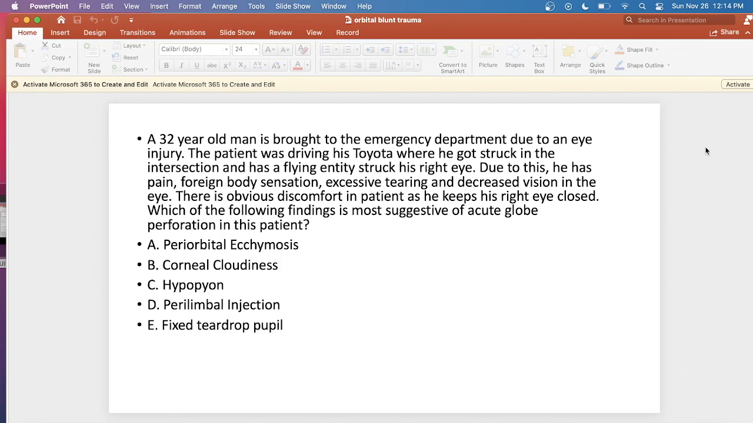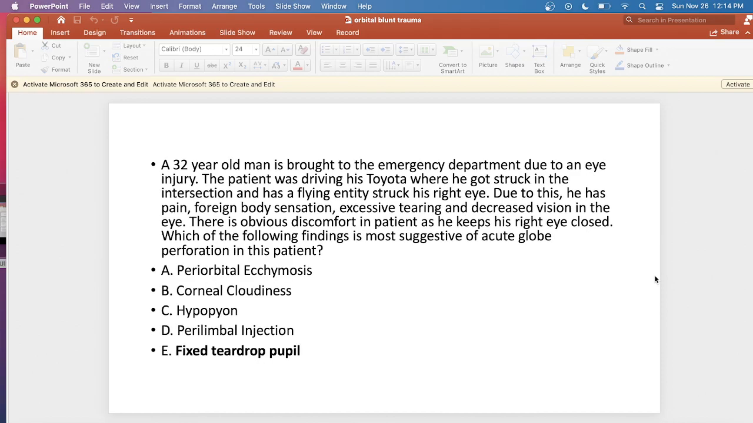Which of the following findings is most suggestive of acute globe perforation in this patient? So our answer choices include periorbital ecchymosis, corneal cloudiness, hypopyon, perilimbal injection, and a fixed teardrop pupil. Okay, the answer is going to be fixed teardrop pupil.